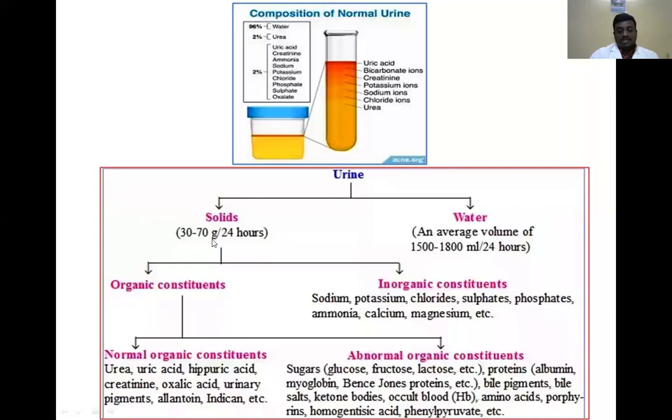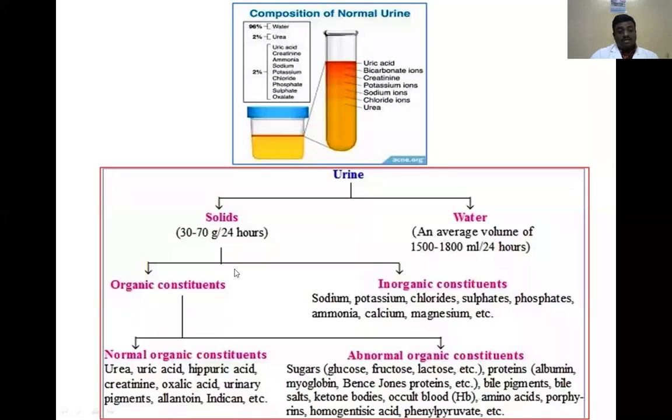So in those 30 to 70 grams of solids, there are again two types: organic solids and inorganic solids. So organic constituents, inorganic constituents. You already did these experiments also. So inorganic constituents are sodium, potassium, chloride, magnesium, calcium, phosphates. These are all inorganic constituents.